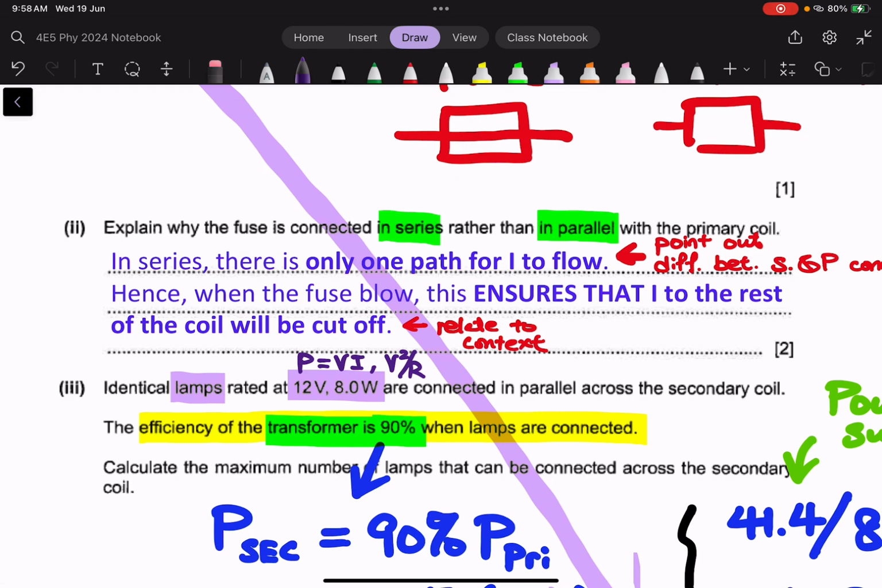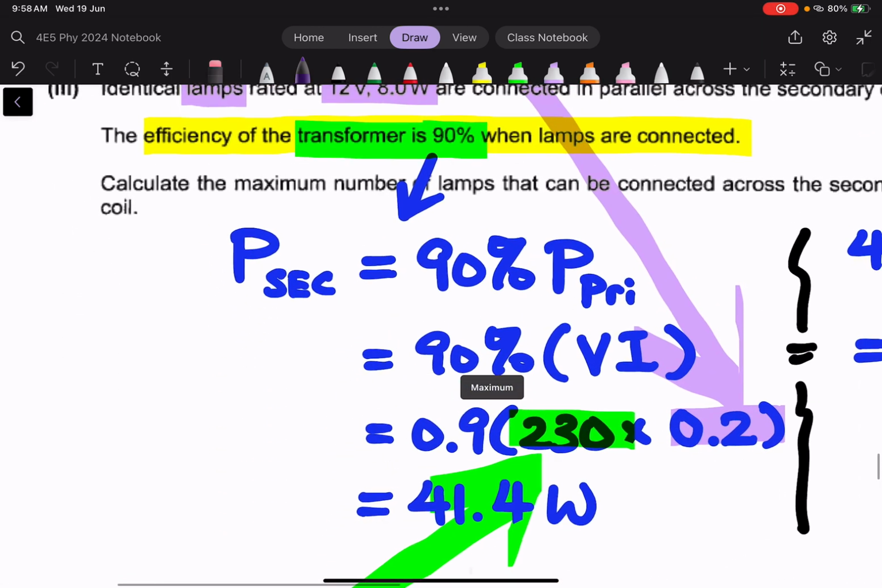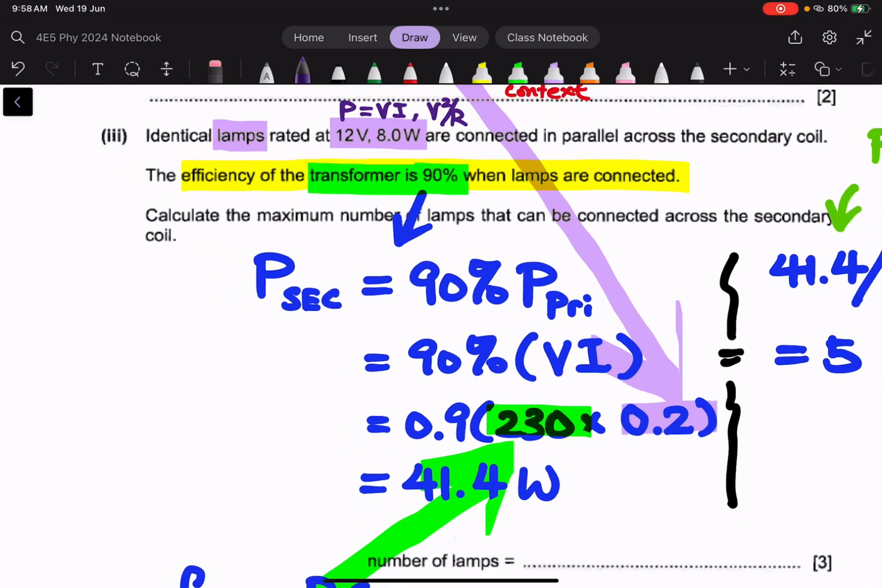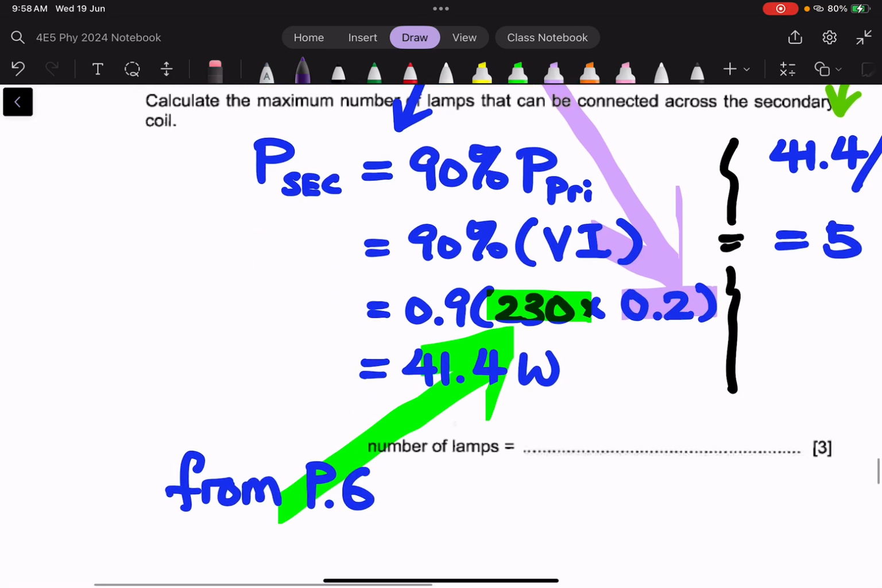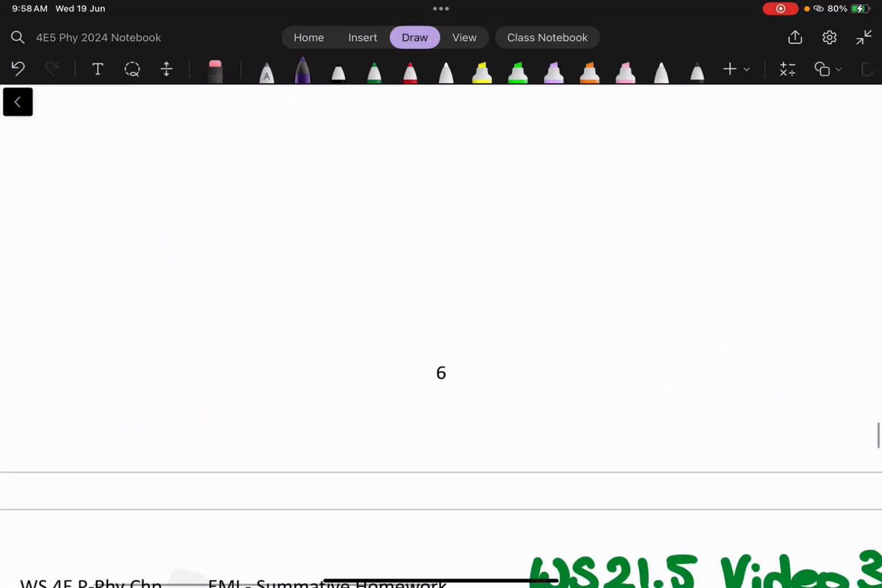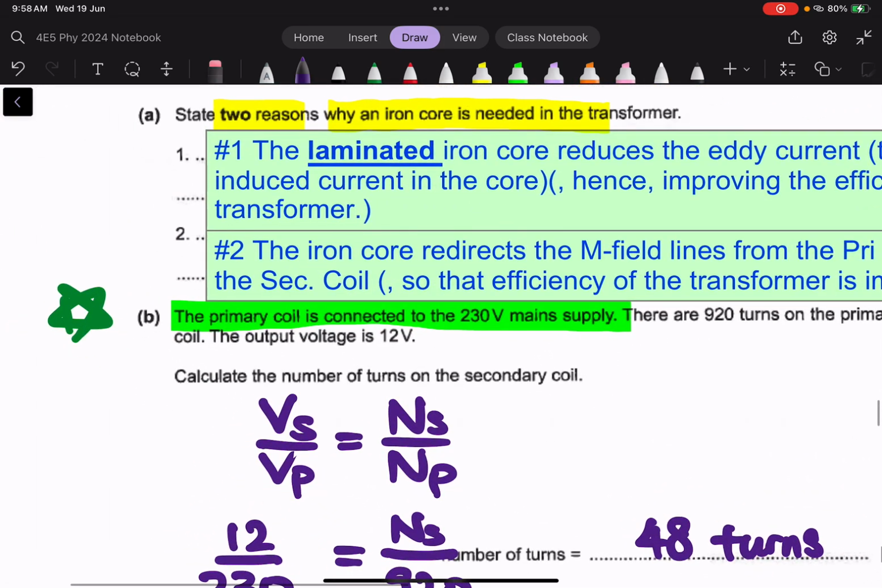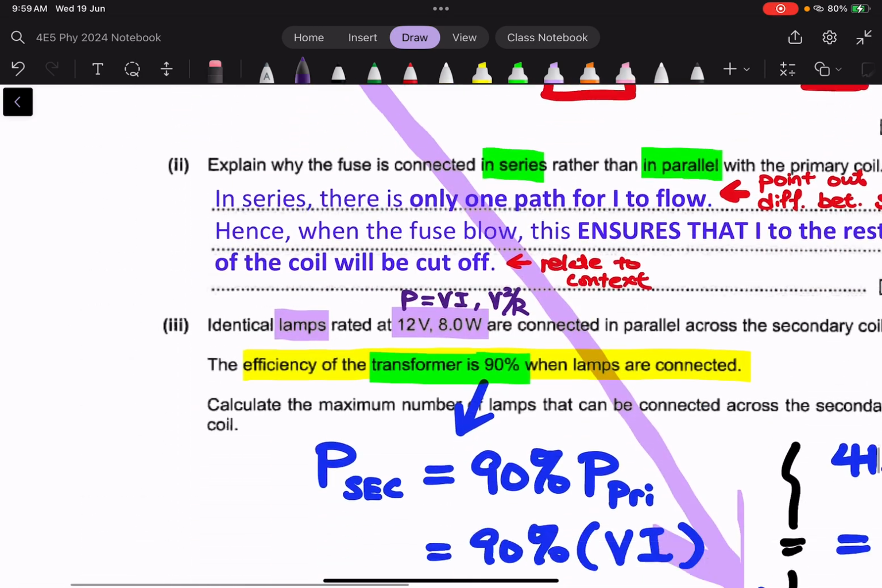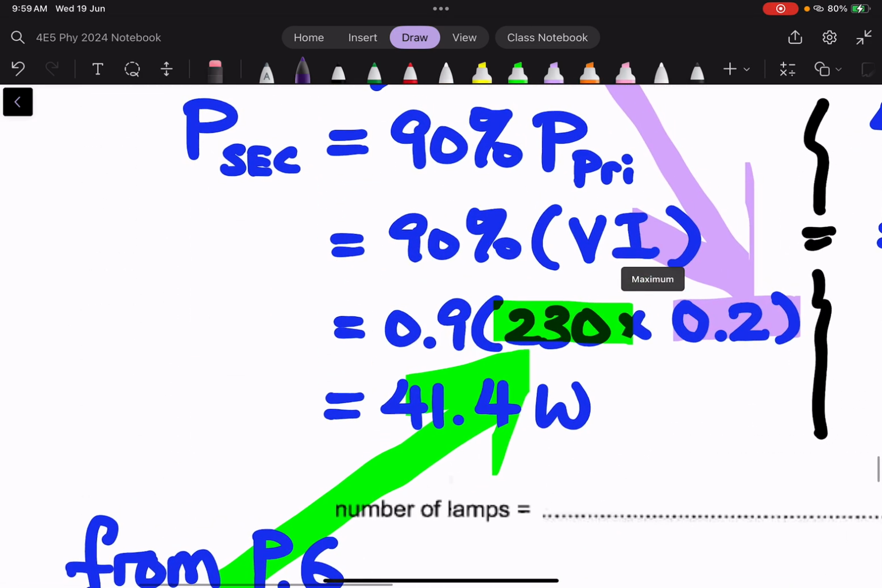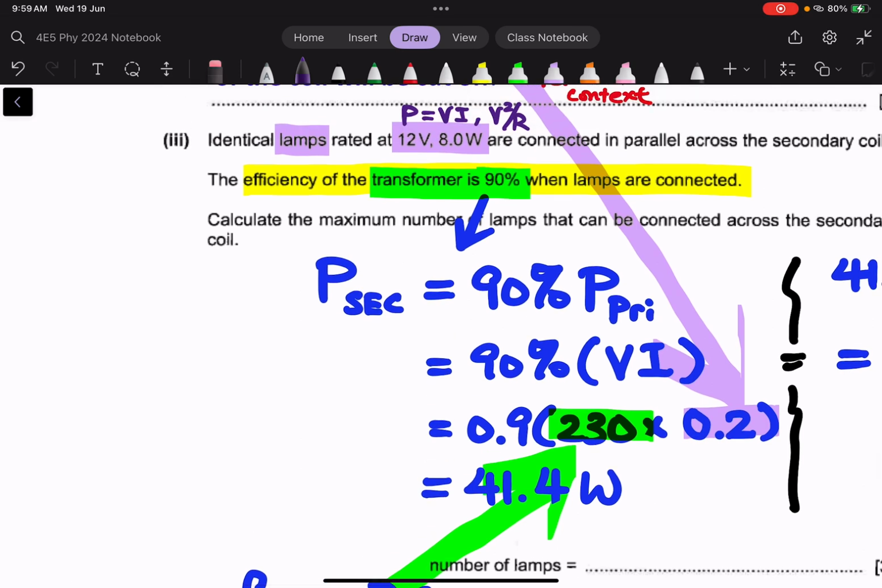I thought it was quite easy. So immediately I tried to find out the power for my secondary coil. The primary coil is 230 times 0.2. How do I know it's 230 volt? Because it comes from page 6. This question embeds the values for substitution all over the question. It's actually not very friendly. So this 230 comes from the top. How do I get the 0.2?